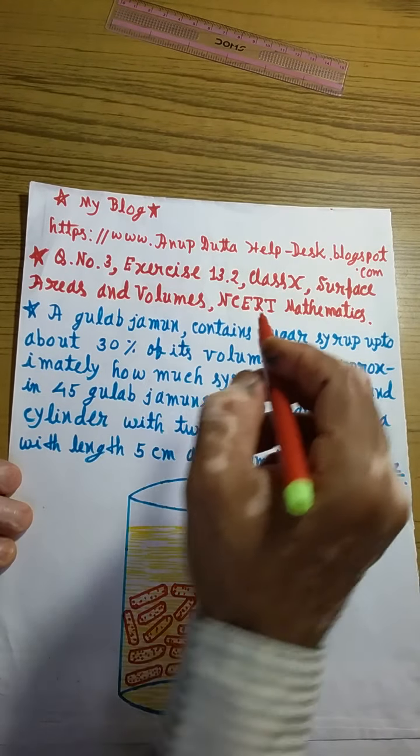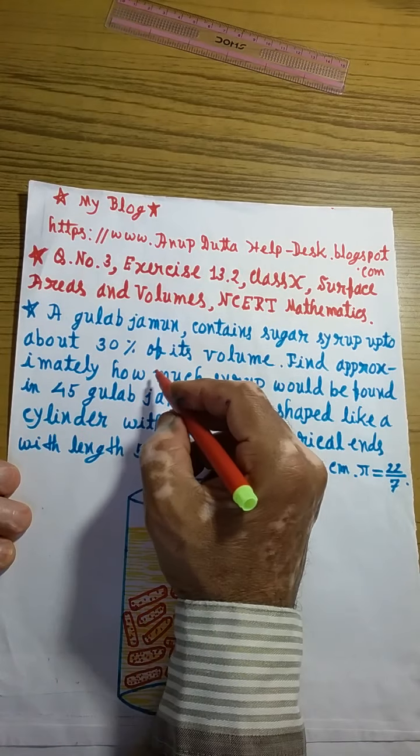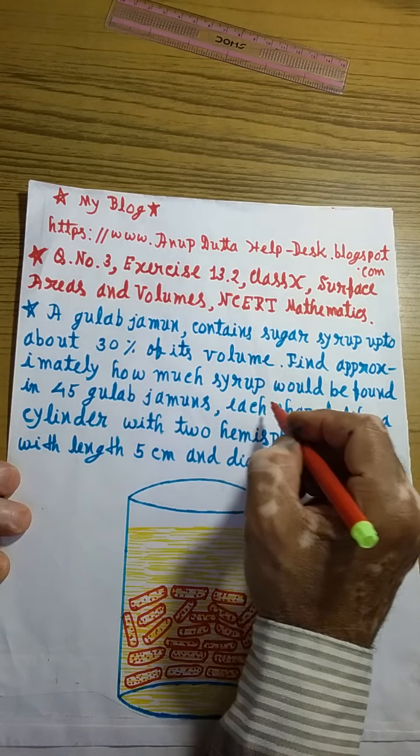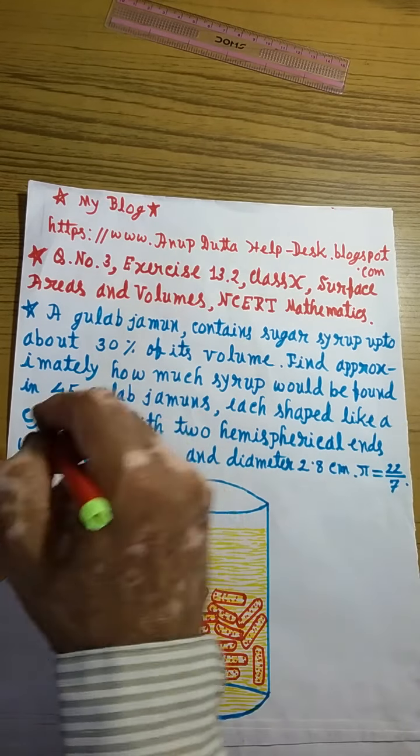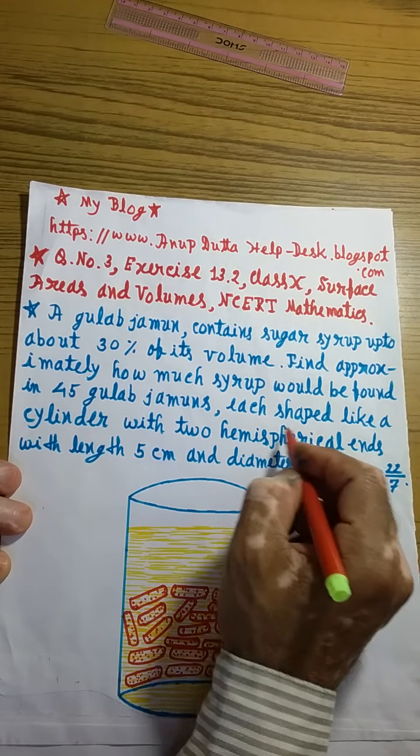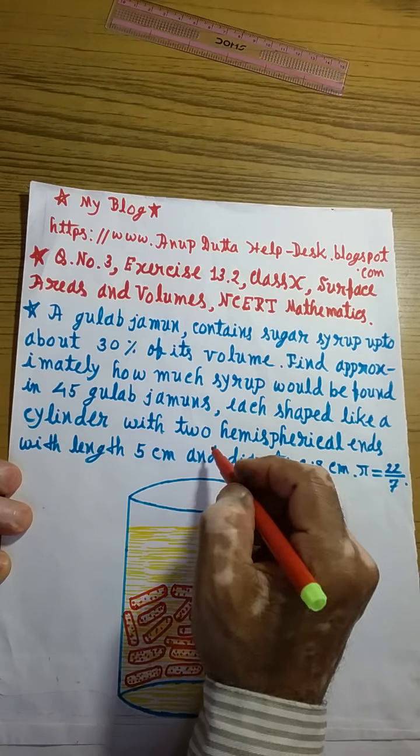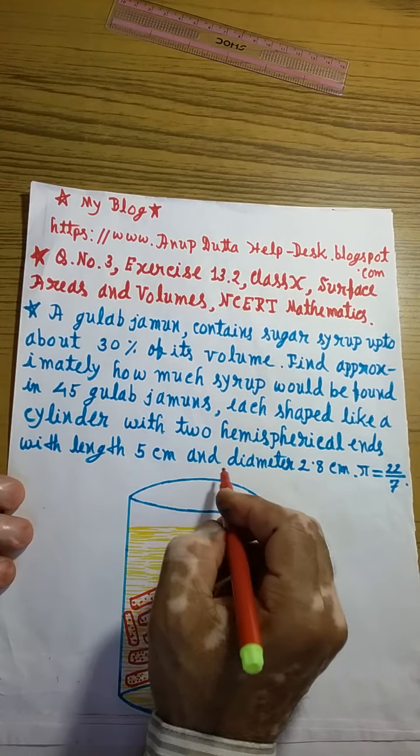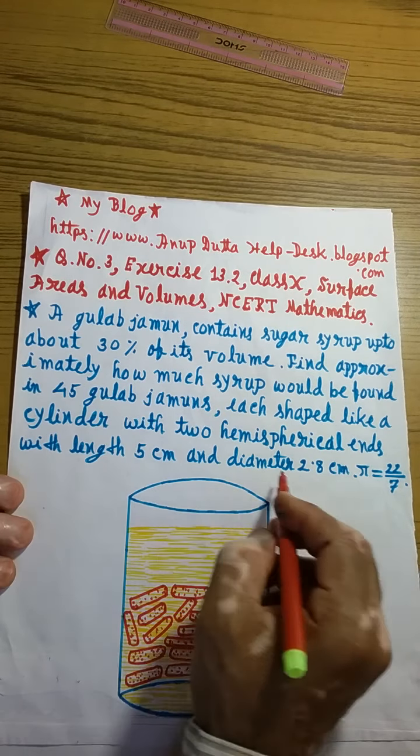A gulab jamun contains sugar syrup up to 30% of its volume. Find approximately how much syrup would be found in 45 gulab jamuns, each shaped like a cylinder with two hemispherical ends, with length 5 centimeters and diameter 2.8 centimeters. Take pi equal to 22/7. To proceed to the solution, we must have this pre-knowledge first.